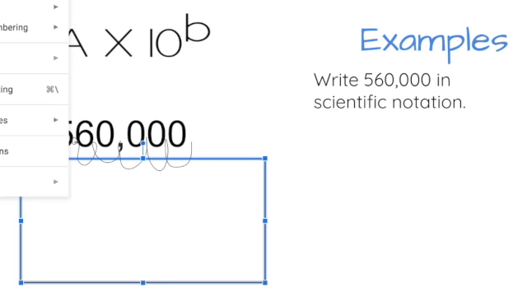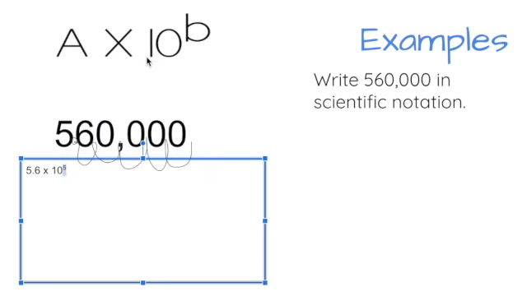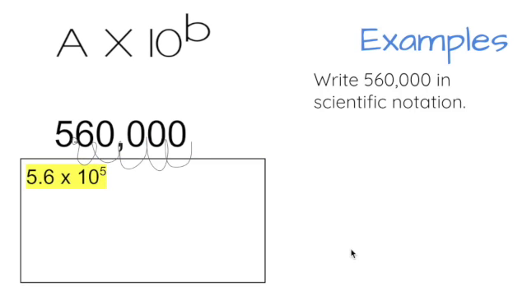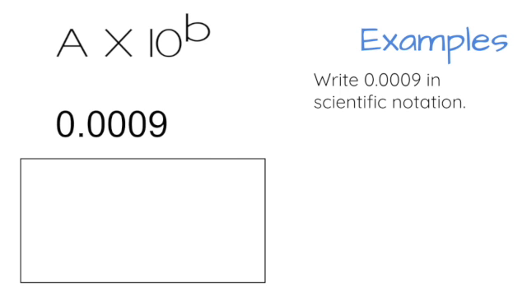We need to make that a superscript. And I'll make this bigger. And here is our answer in scientific notation: 5.6 times 10 to the 5th power, because again, we bounced 1, 2, 3, 4, 5. All right, let's try another example.